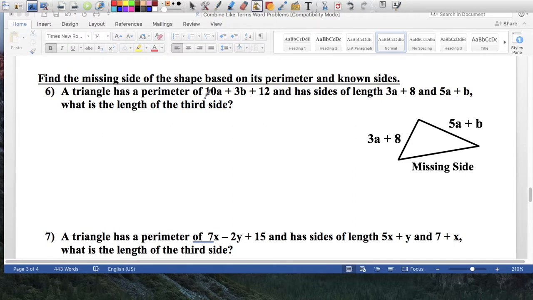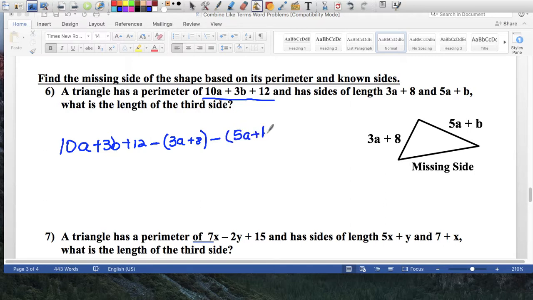So you know that the perimeter, if you add this side plus this side plus this side, the total is 10a plus 3b plus 12, but we want to subtract this side, and we want to subtract that side from the total, and whatever is left over is going to be our missing side. So now, in this case, it's minus, and let's represent this side here, put it in parentheses. And we're also going to remove 5a plus b.